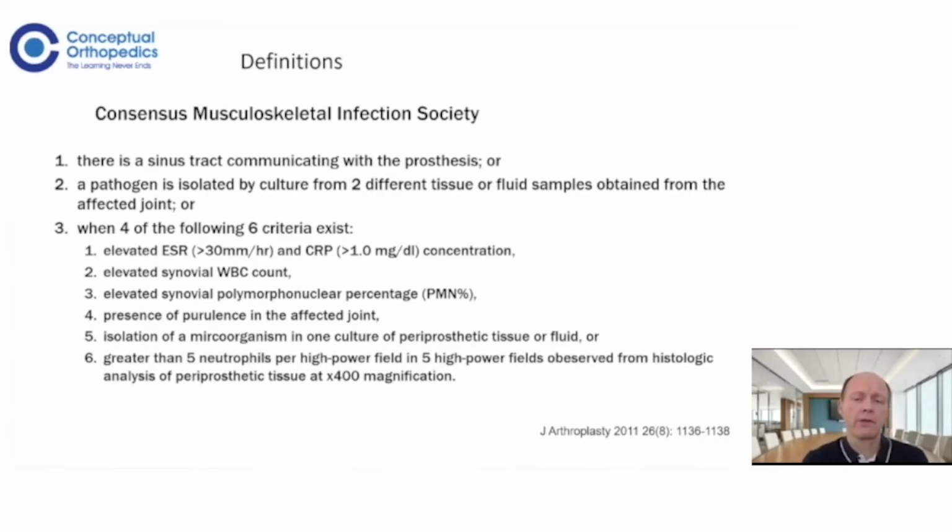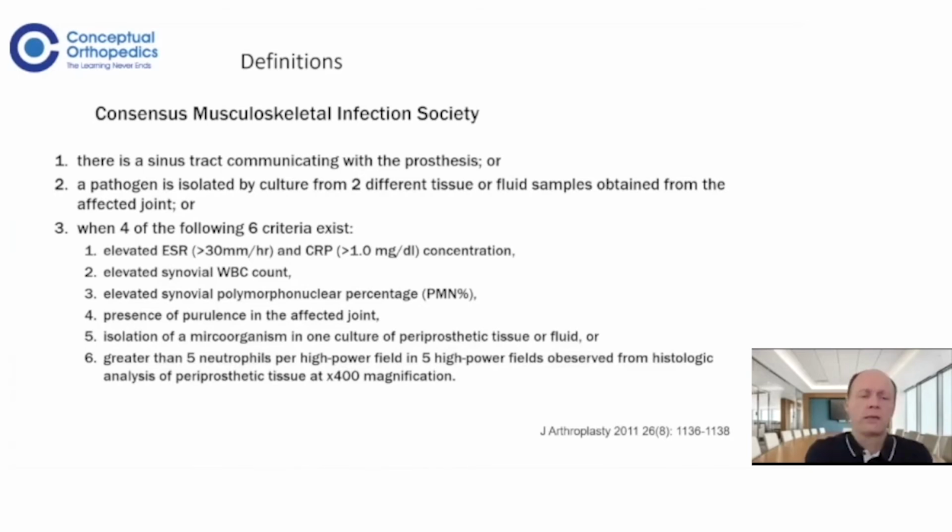Another, I think, very important paper is the one where the consensus of the Musculoskeletal Infection Society was published. They defined an infection with the finding number 1, if there is a sinus tract communicating with the prosthesis, or it is an infection if there is a pathogen isolated by culture from 2 different tissue or fluid samples obtained from the affected joint. So if you have one of those, it is always an infection.